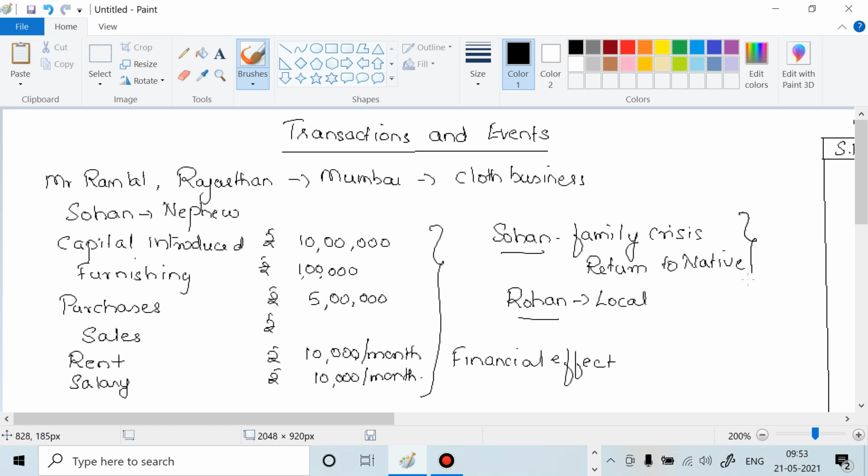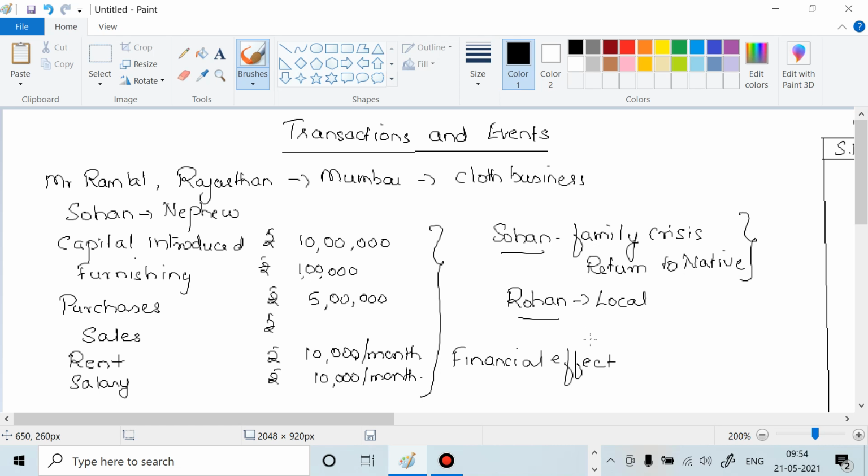However, there is the event of Sohan leaving the business after a couple of months. This is an event you cannot measure in terms of money. In the long run, it might have an impact. If Sohan had stayed back, then probably the business would have flourished much better than without him. So in the long run it might show some financial impact, but in the immediate term there is no financial effect shown, because he is replaced immediately with another helping hand.